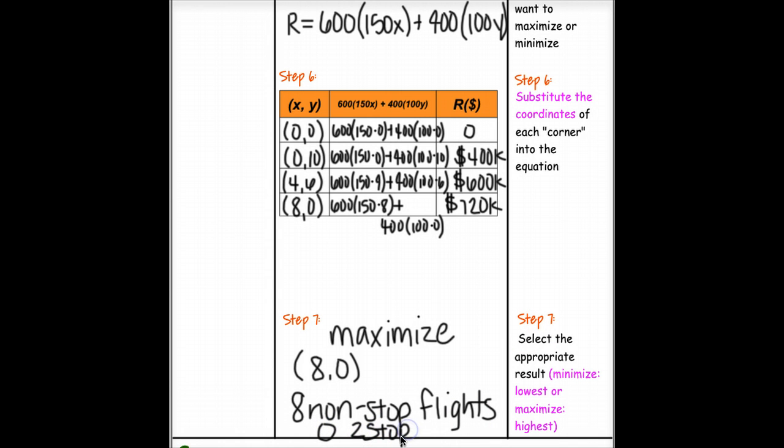Now, I know some of you are probably going, well, we can reserve up to 10 planes, so wouldn't you want two-stop flights to get the maximum amount of revenue? You make a valid argument, however, recall that we are using the corners to be those maximizing spots because the ordered pair 8-2 does not fall within our region of our constraints.